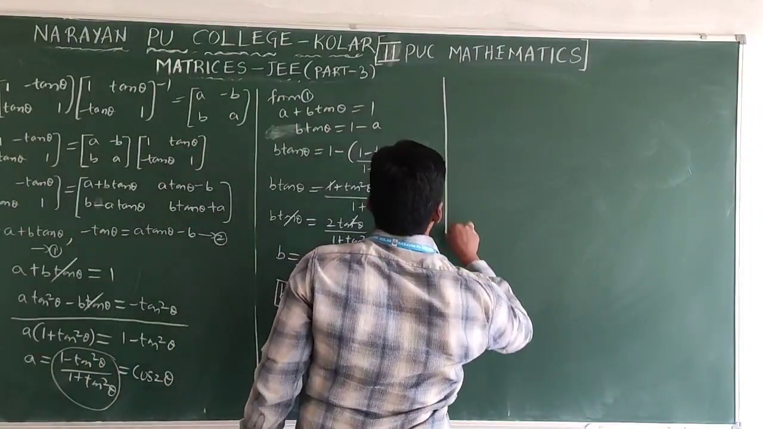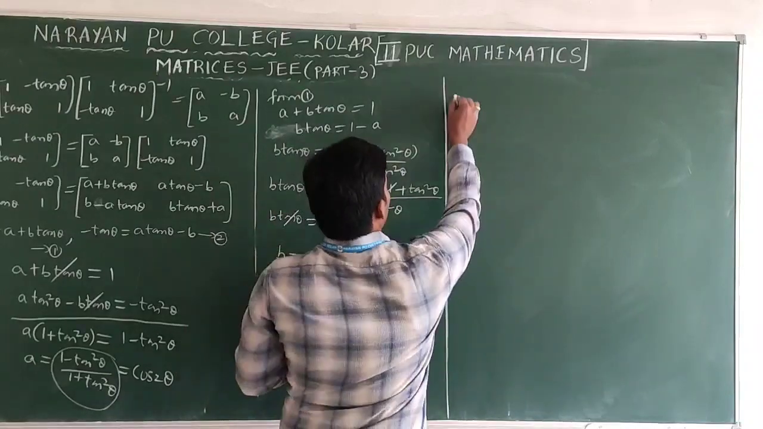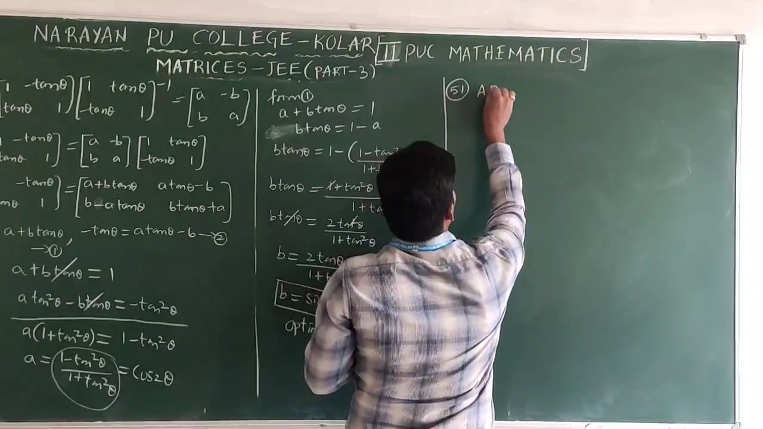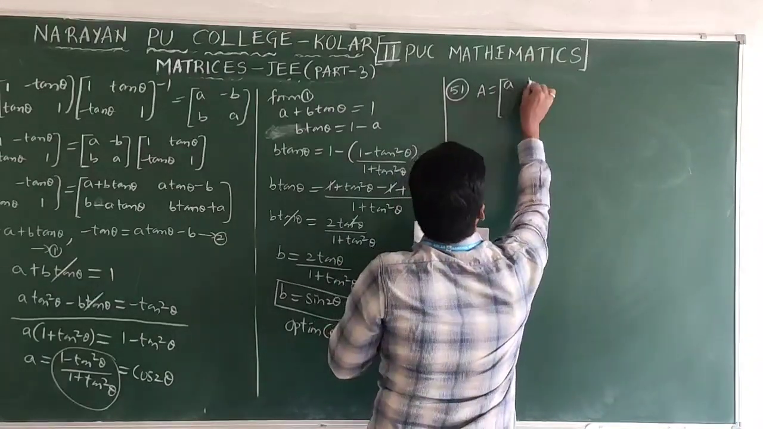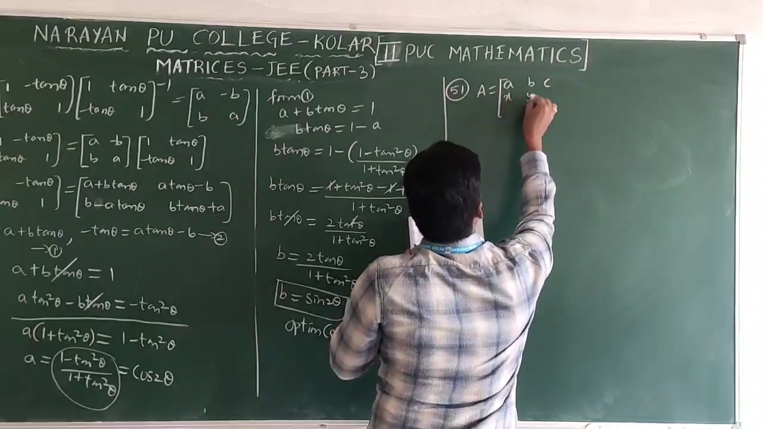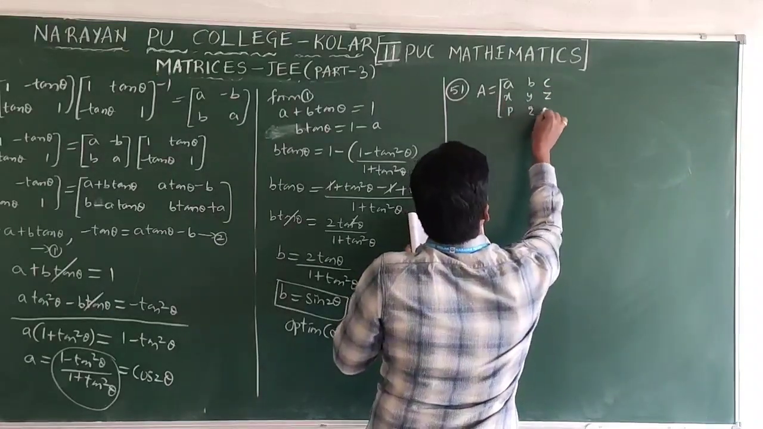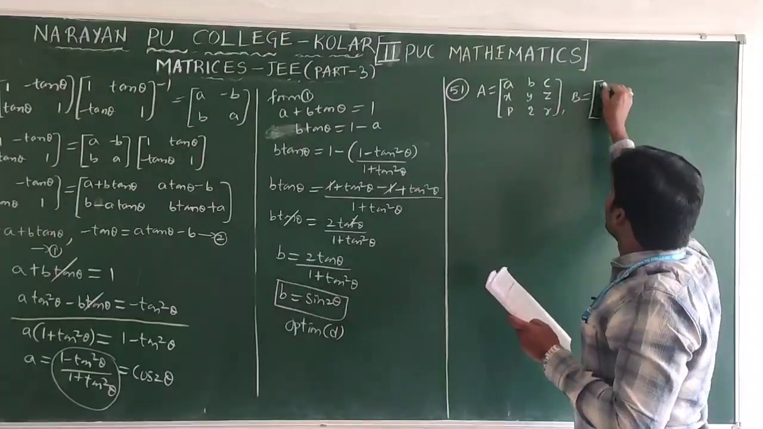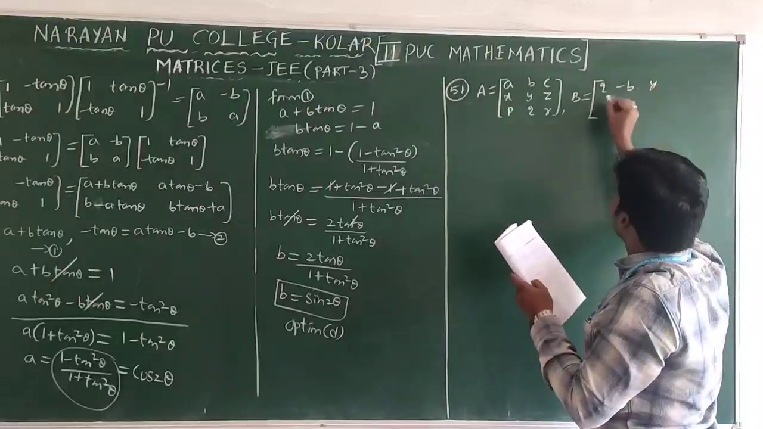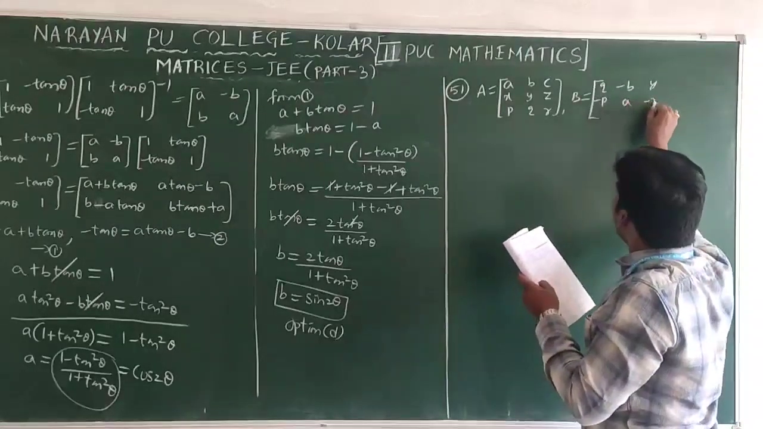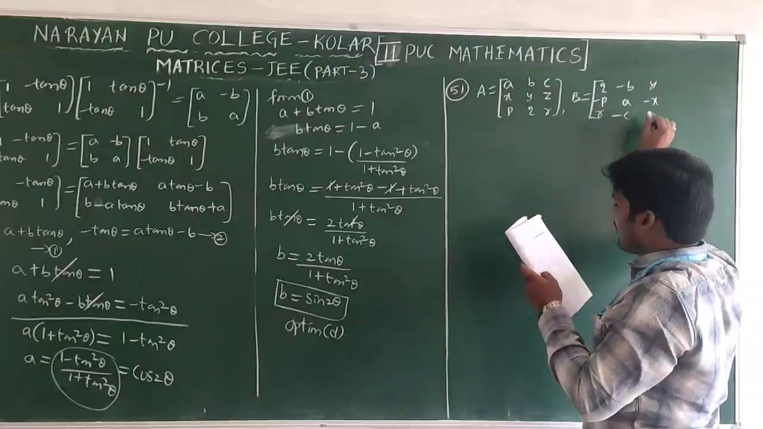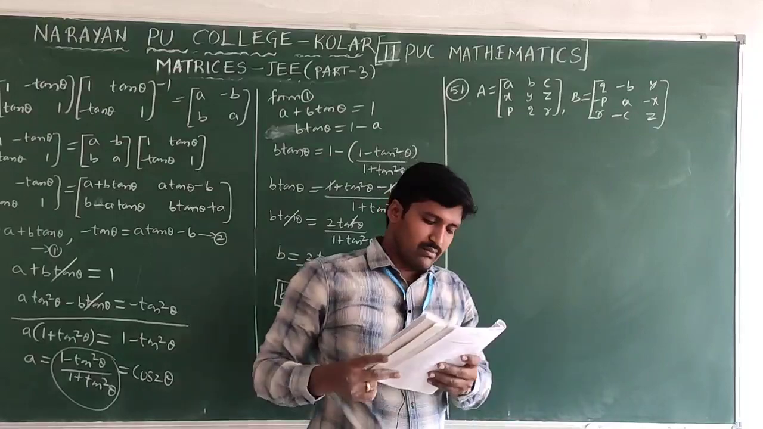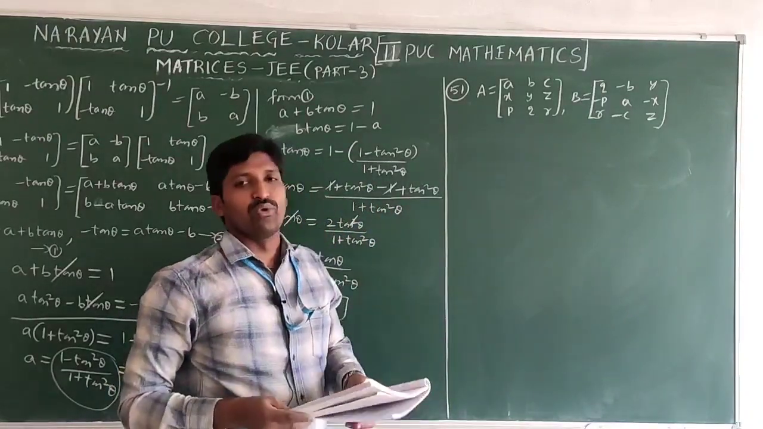Next, question number 51. They gave matrix A: first row A B C, second row X Y Z, third row P Q R, and matrix B: Q minus B, Y minus P, A minus X, R minus C, Z. If A is invertible, then which of the following is not true? We need to find out.